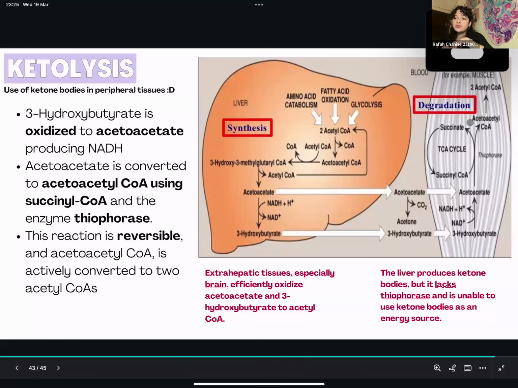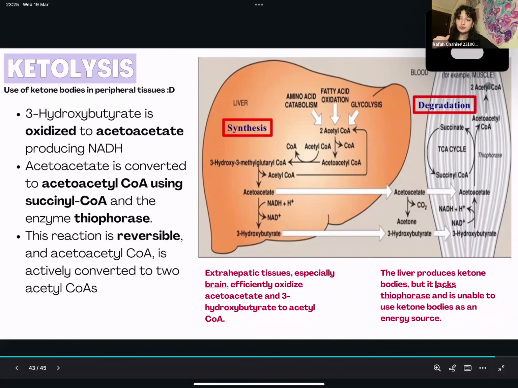But a few other things that you need to know is why this reaction cannot happen in the liver. It is because in the liver, they actually lack this enzyme called thiophorase. We don't have thiophorase in the liver. So no matter how hard the liver tries, it will not be able to break down ketone bodies. That is why they need to go to peripheral tissues such as the muscle.